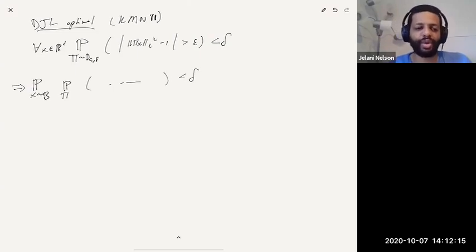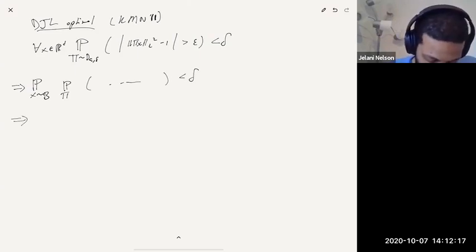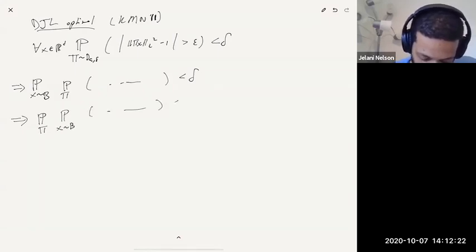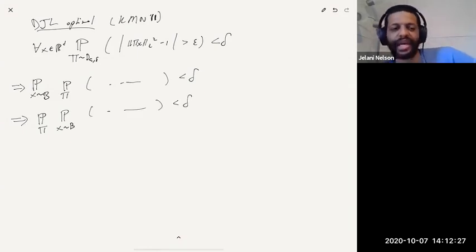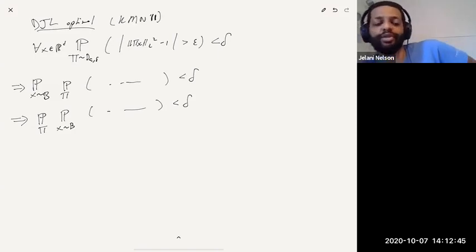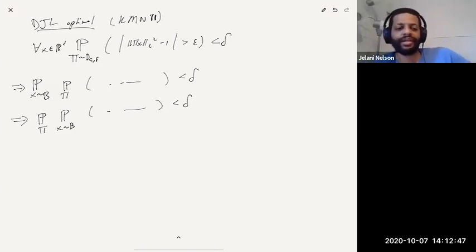And now I can change the order of the probabilities. So this implies that the probability over pi, probability over x of that thing, is less than delta. Okay. So now what this is saying is for a random pi, it works for all but a delta fraction of the x's. And by delta fraction, I mean under the weighting given by distribution b, delta fraction of probability mass under distribution b. Okay. So a random pi works for all but a delta fraction.